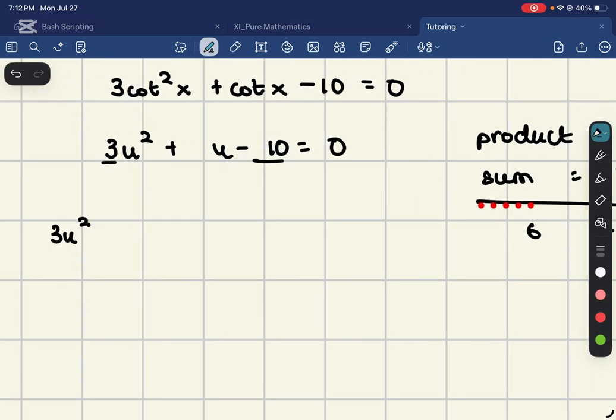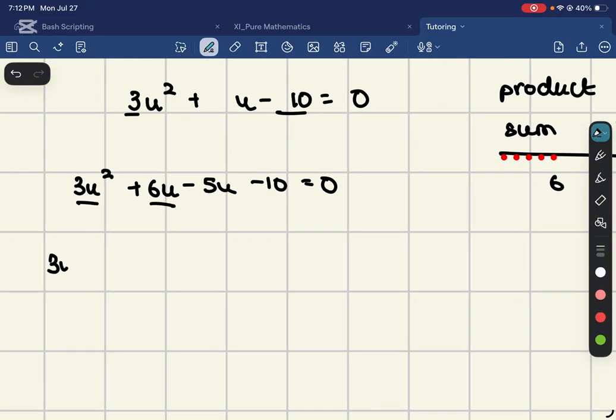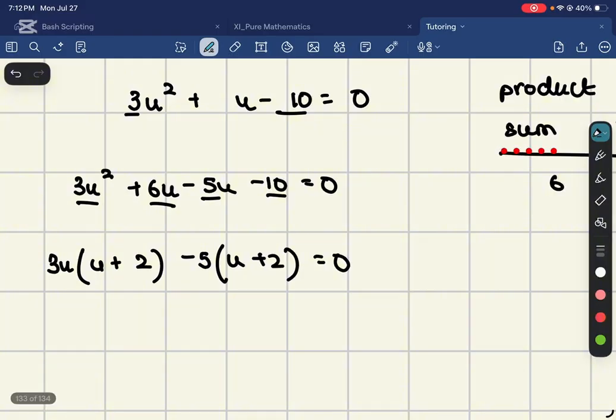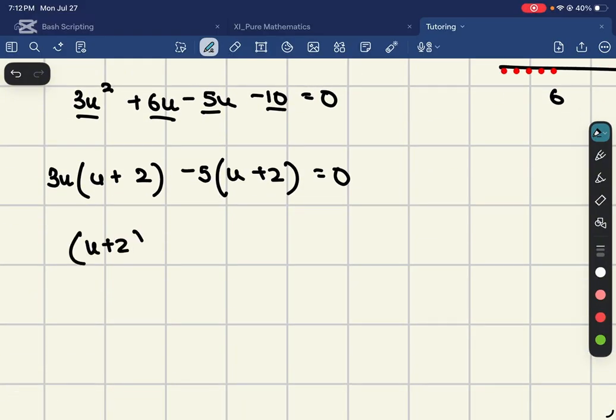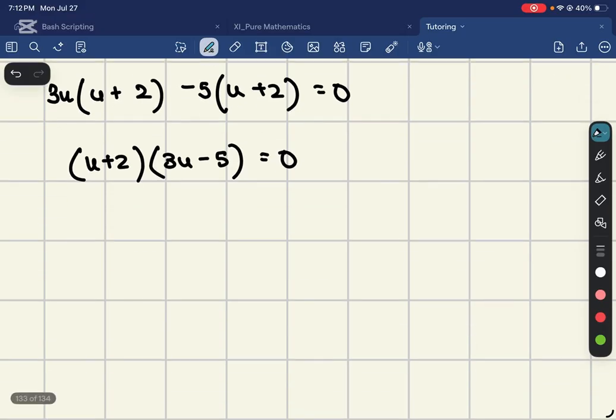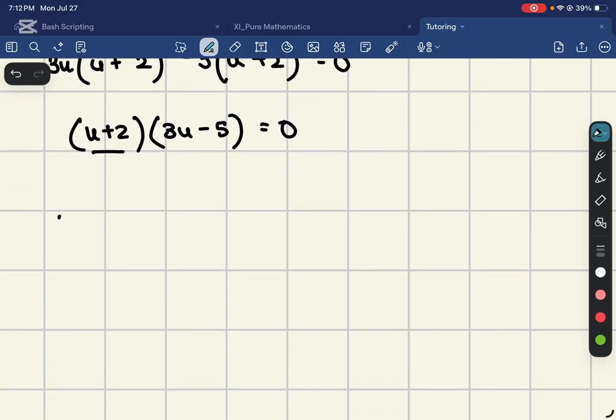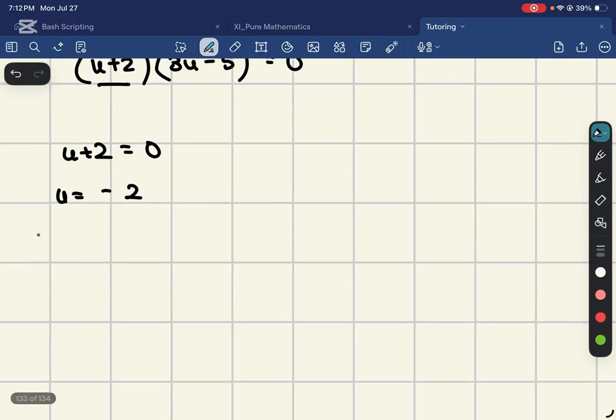So you have 3u squared plus 6u minus 5u minus 10 is equal to 0. From the first two terms, you can factor out the 3u, and you get u plus 2. And from the second two terms, you can factor out the negative 5, and you get u plus 2 as well. And you can write this as u plus 2 times 3u minus 5 equals 0. All right. And now, the first possibility is that u plus 2 equals 0, which means u is equal to negative 2. And cot x is equal to negative 2.